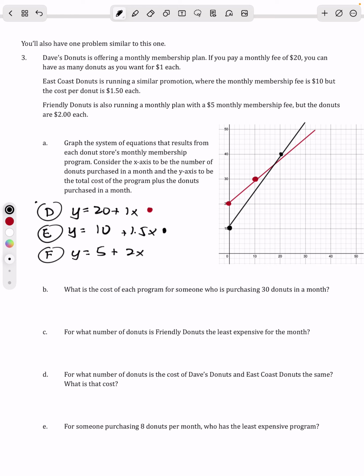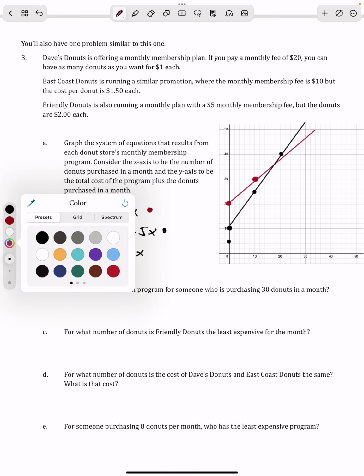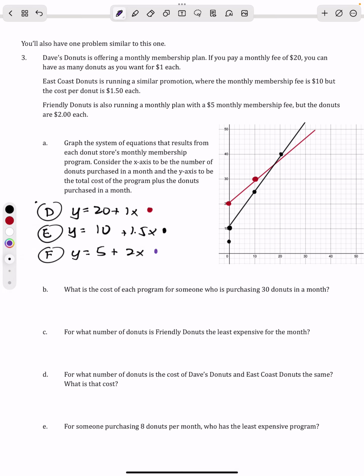Nice. Okay, and then 5 plus 2x. So I'm starting at 5, which is a little weird. It's in the middle. Every line is worth 2. And then up 20 and over 10. Up to 25 here, and then over 10. I'm going to do that in, can I find blue here maybe? Let's do a purple.